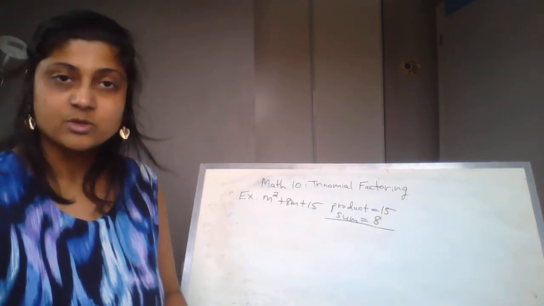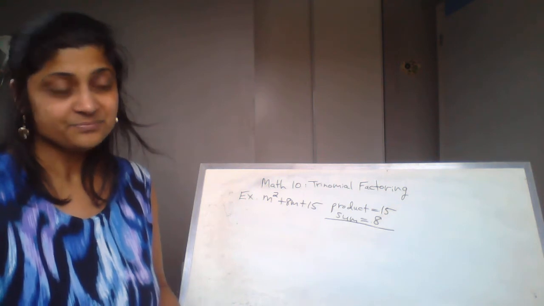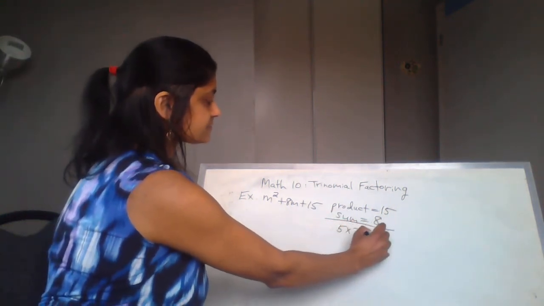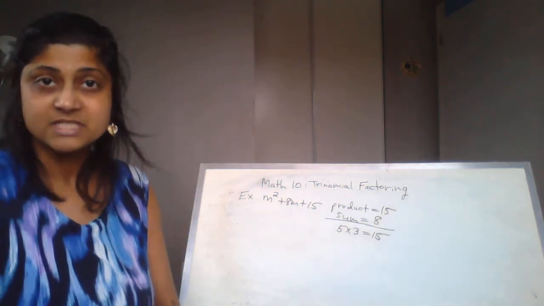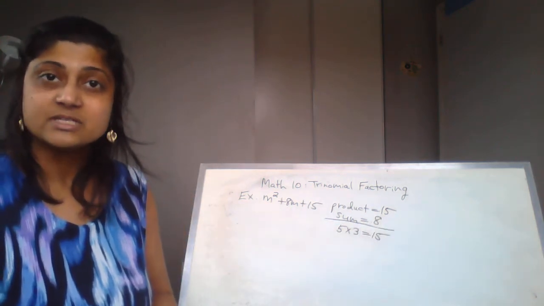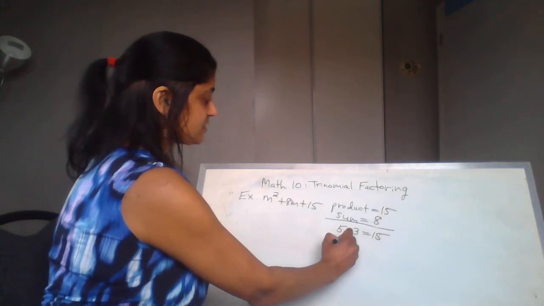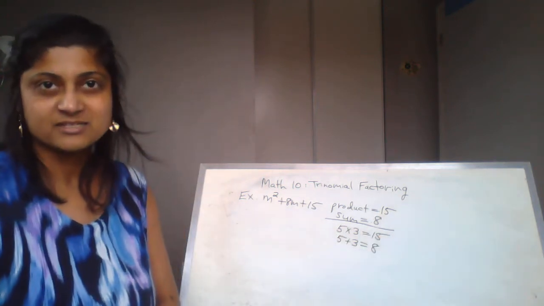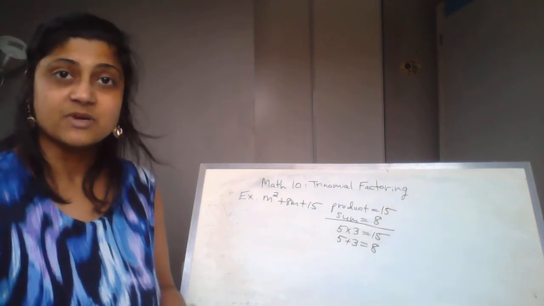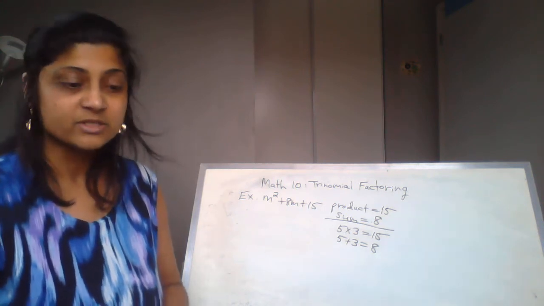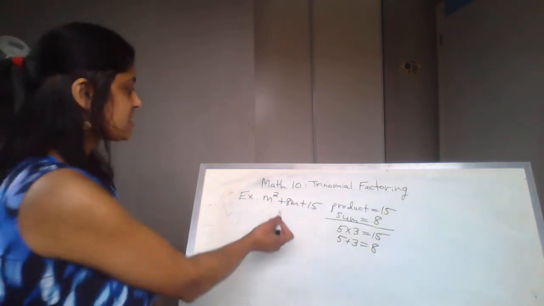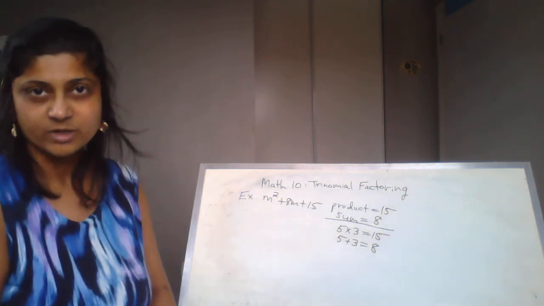Okay, so here I'm going to take some factors of 15. So the first thing that comes to mind is 5 times 3, which is equal to 15. And when you add it together, the sum has to equal to 8. So I'm going to do 5 plus 3, which is equal to positive 8. Okay, so again, I have to satisfy both the product and the sum, okay, for these trinomials.